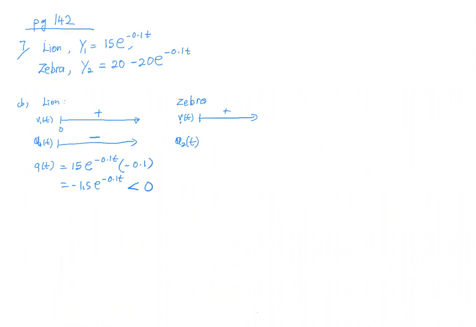So how do you differentiate? 0 minus 20 e to the power negative 0.1 t times negative 0.1. So you get 2 e to the power negative 0.1 t, which is always greater than 0. So the zebra always moves to the right with a positive acceleration. Therefore, the speed is always increasing. Done.